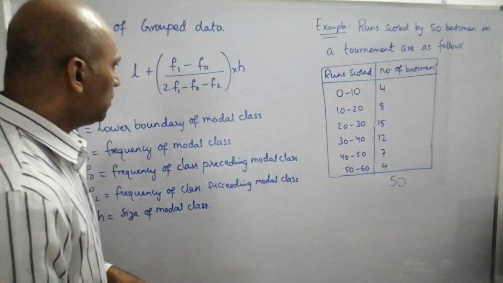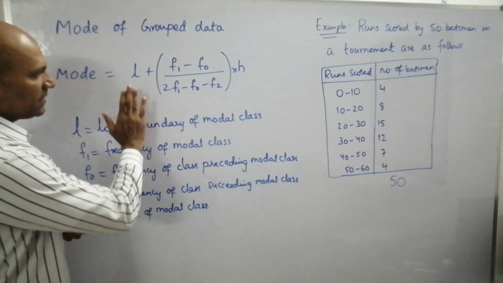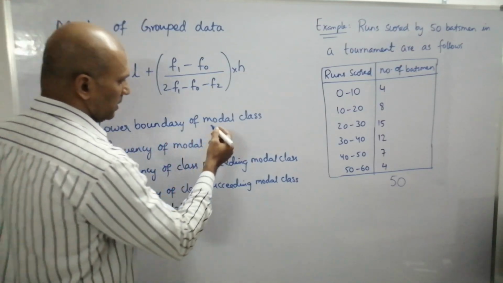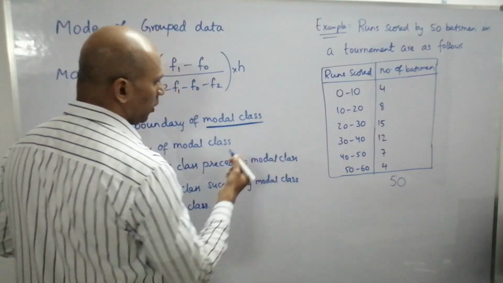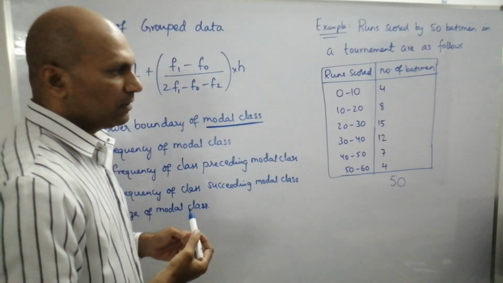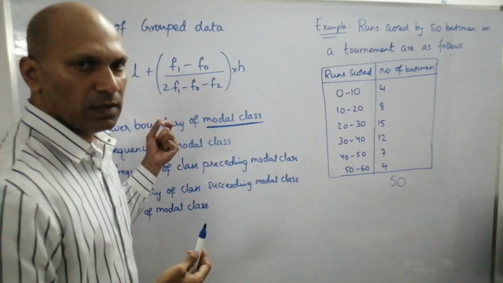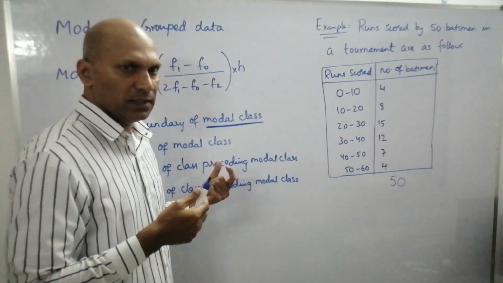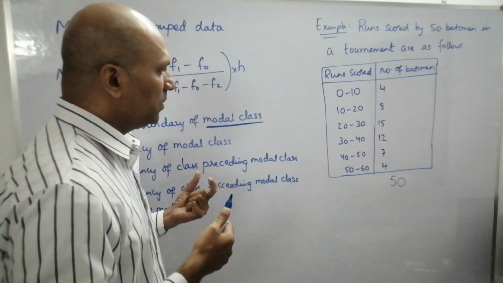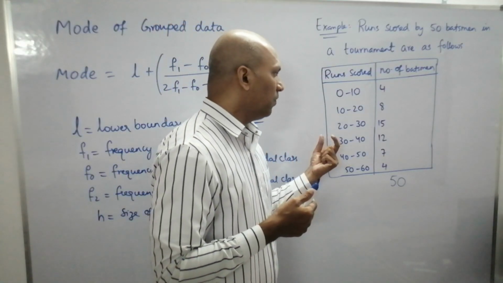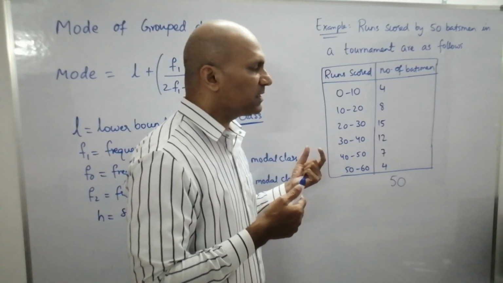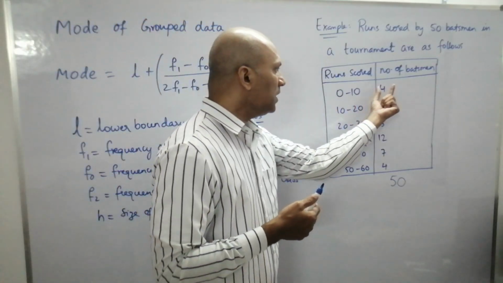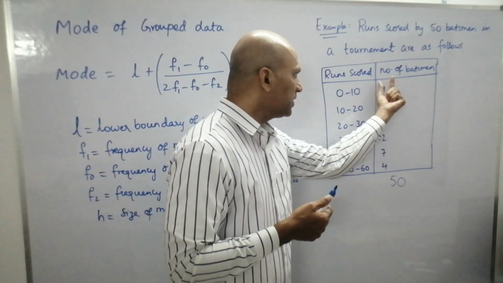Alright. Now in this, what is L? L is lower boundary of modal class. Now you must be wondering what is a modal class. What is mode? Mode is the highest frequency, or which number is coming maximum number of times, that is mode, isn't it? So what will be the modal class? Modal class will be which one is the highest frequency here.